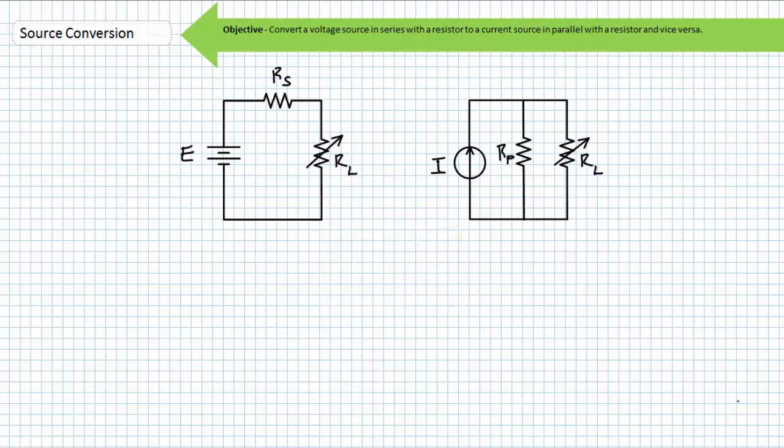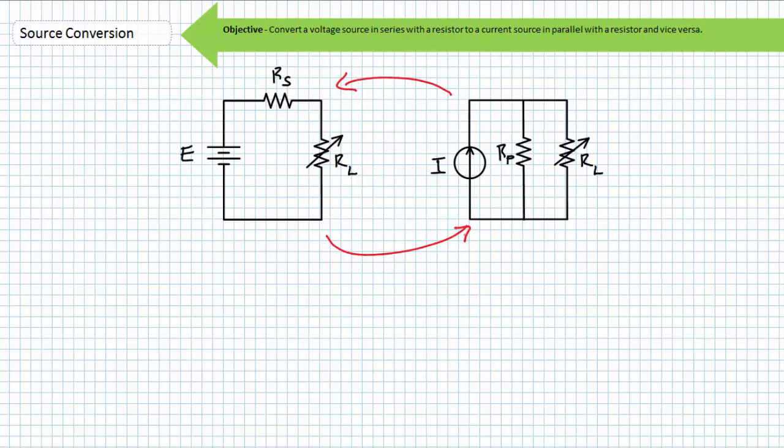Source conversion is a very easy circuit analysis technique that allows one to exchange a current source in parallel with a resistance for a voltage source in series with a resistance without otherwise affecting circuit behavior. This technique is also bidirectional, in that a voltage source in series with a resistance can also be exchanged for a current source in parallel with a resistance without otherwise affecting circuit behavior.